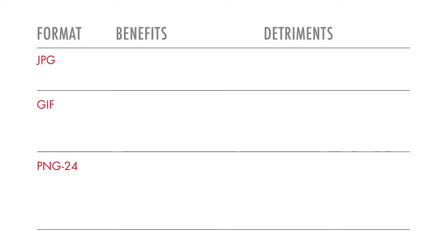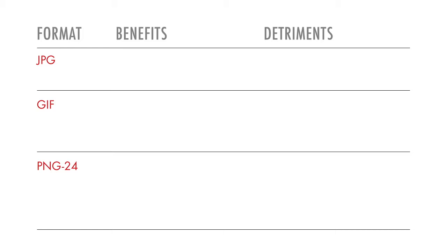In this movie, I'm going to show you how to save images for the web. Before I can do that, however, it's important that I explain to you what the different formats are and when you should choose one format over another. So the formats you probably know already are JPEG, GIF, and PNG, and I just wanted to run through quickly here what the benefits and detriments of each format is.